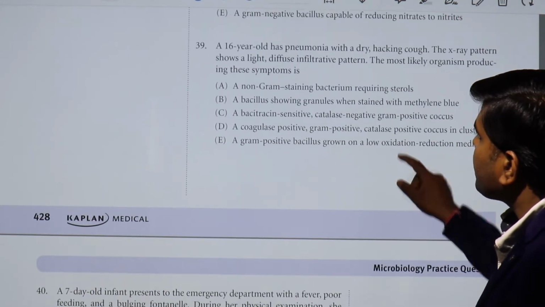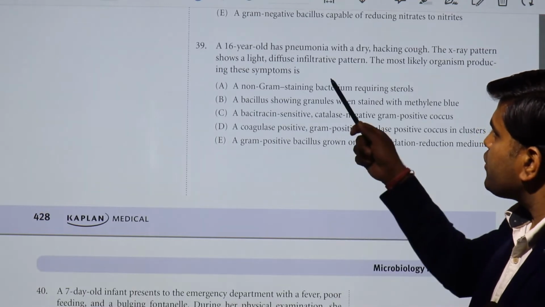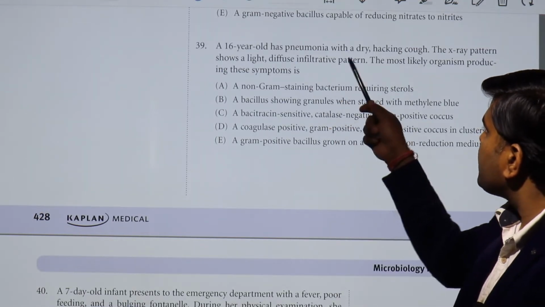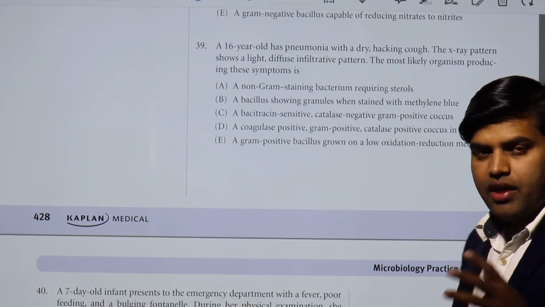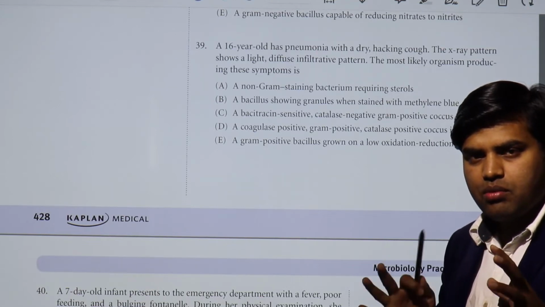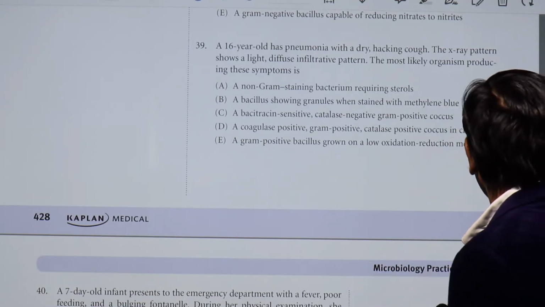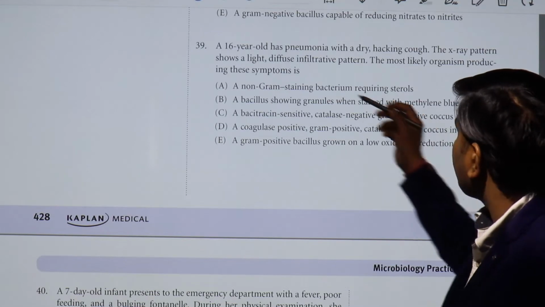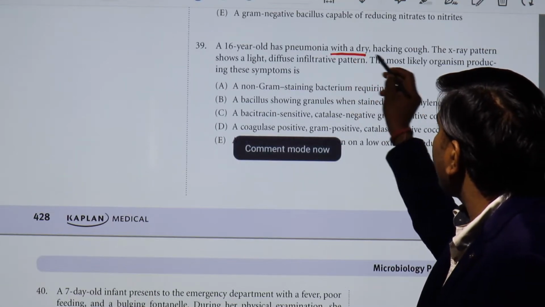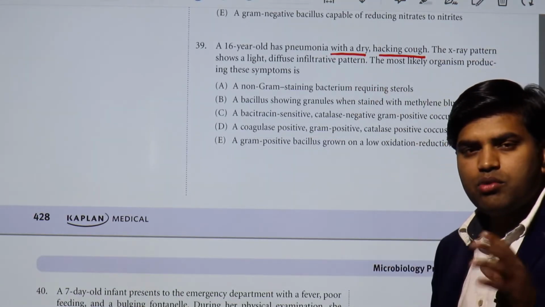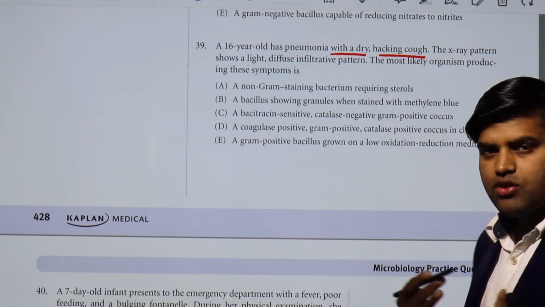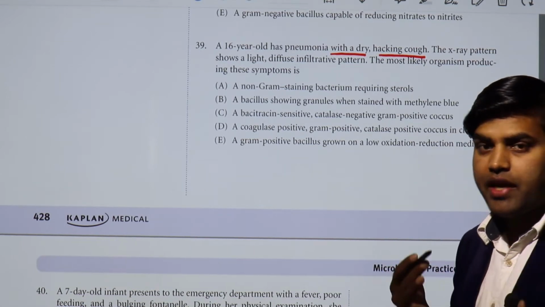Let's move to another question. A 16-year-old has pneumonia with a dry, hacking cough. When you see this, remember some of these terms like hacking cough, so you have to understand this part. This is a dry and hacking cough, so they are talking about nothing productive. So this is not a suppurative bacterial infection. This is something like atypical pneumonia.